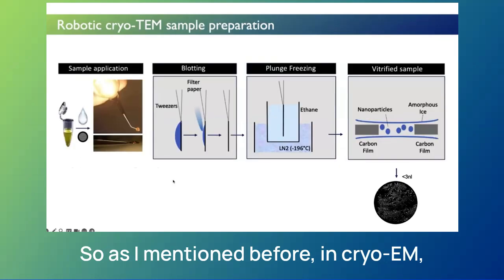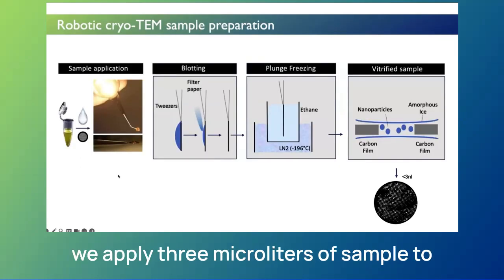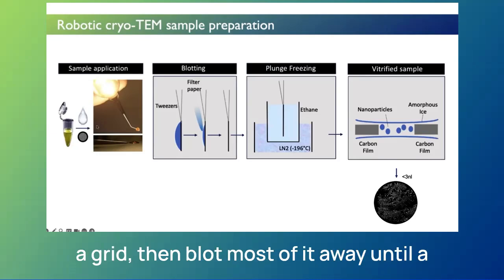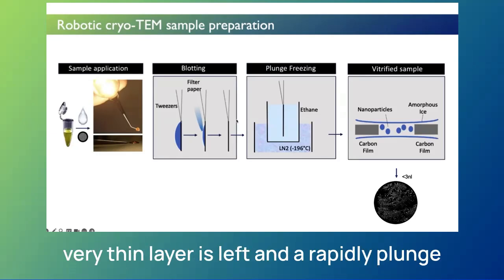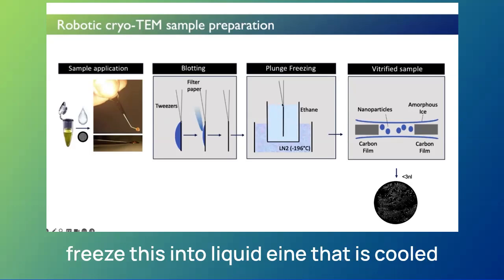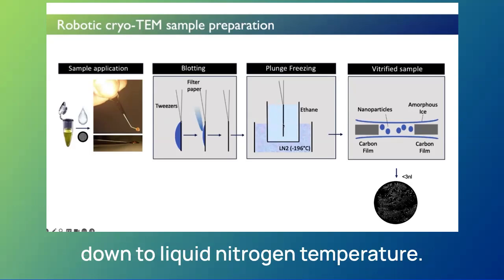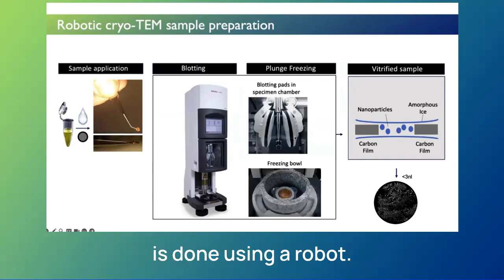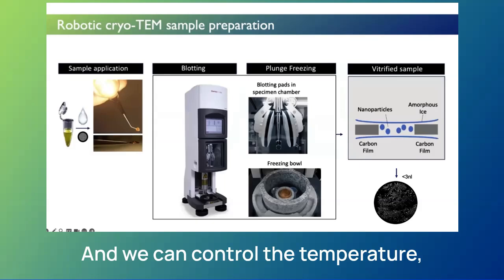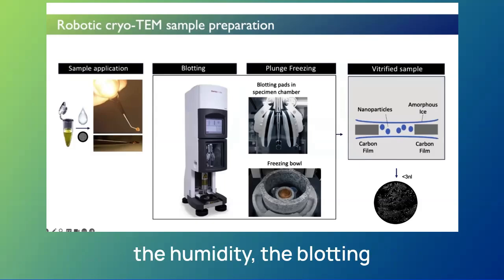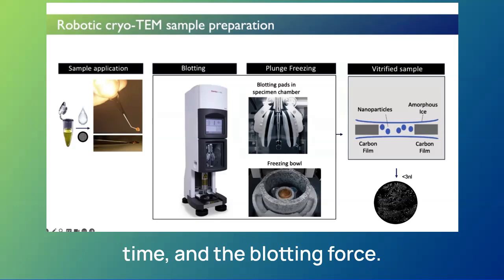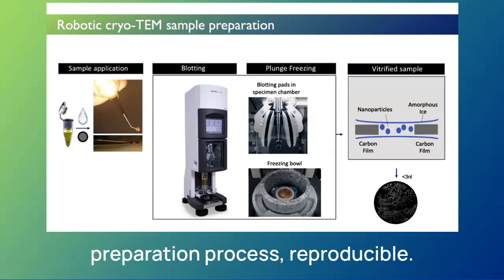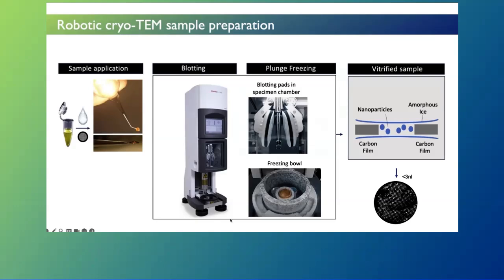So as I mentioned before, in Cryo-EM, we apply 3 microliters of sample to a grid, then blot most of it away until a very thin layer is left, and then rapidly plunge freeze this into liquid ethane that is cooled down to liquid nitrogen temperature. This plunge freezing step is done using a robot, and we can control the temperature, the humidity, the blotting time, and the blotting force, and this makes the grid preparation process reproducible.